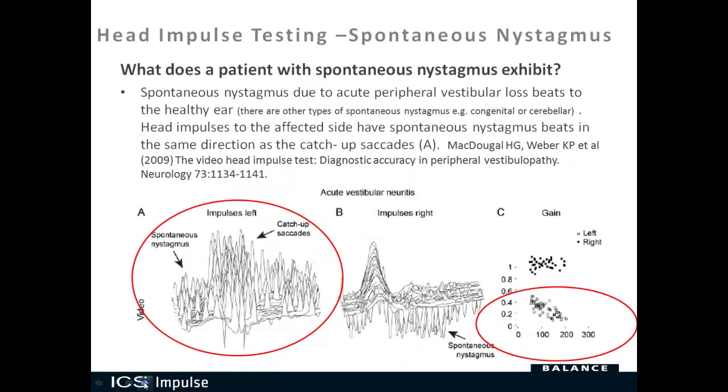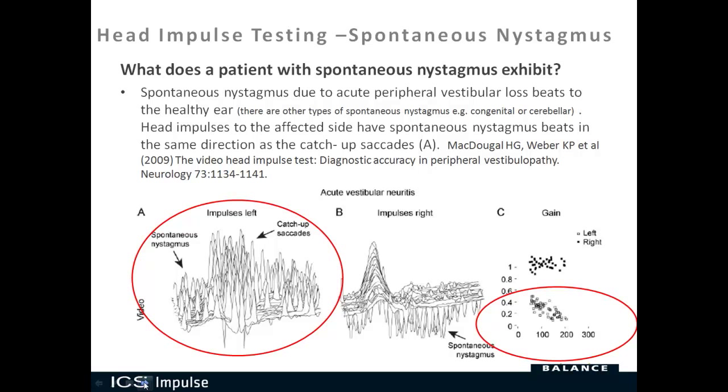Now let's talk about spontaneous nystagmus. Spontaneous nystagmus due to acute peripheral vestibular loss beats to the healthy ear. So if the person has a leftward abnormality, the spontaneous nystagmus is going to beat rightward. If you think about head impulse, when you turn the head leftward, the eye actually moves rightward to stay on the fixation dot. Okay? So let's look at this.